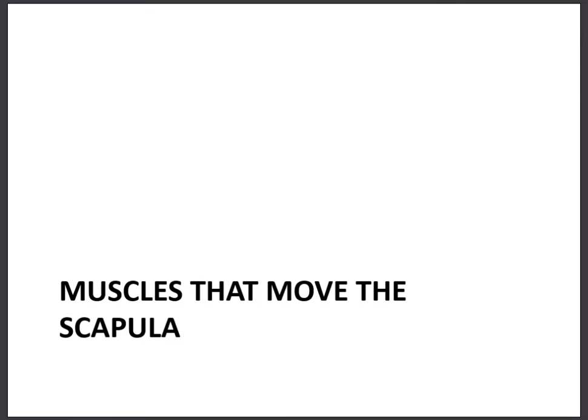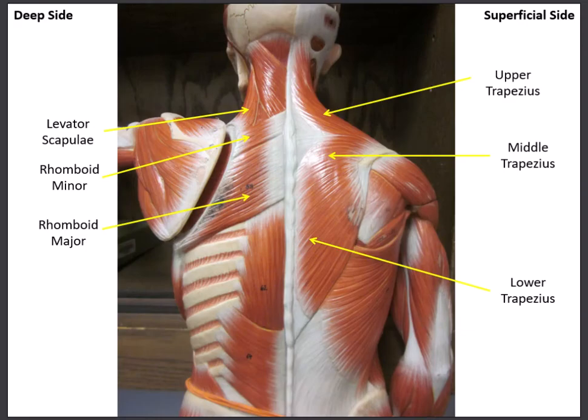The next four muscles are going to be the muscles that move the scapula. So we can see on the superficial side there's a big muscle. It's right underneath the skin. It starts way up here. It comes out to the acromion process and then way down over here to T12. And you can see it attaches all the way along the spinal column right here, the spinous processes. This big muscle is called the trapezius.